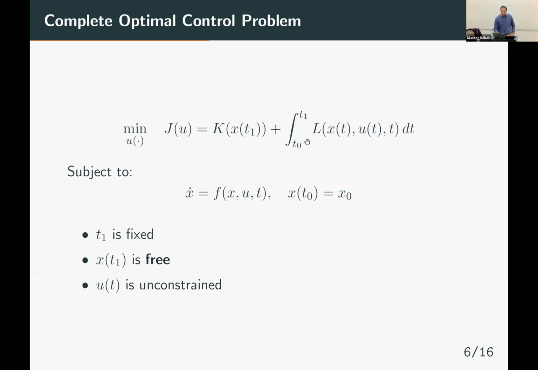And the problem is to find the optimal control that will minimize this cost function, subject to, of course, the system dynamics and the initial state. And knowing that T1 is given, it's fixed, X of T1 is free, and U is unconstrained. We can choose any U we want. So there are no constraints on U. So this is the control problem.